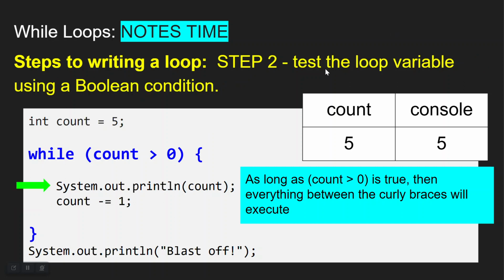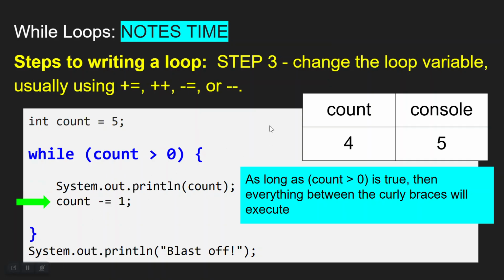So step 2 is to test the loop variable using a Boolean condition. Again, your loop variable is count. You need to test it using a Boolean expression here. So while count is greater than 0 is our Boolean expression that is going to test that loop control variable, and as long as this evaluates to true, everything's going to keep going. All right.